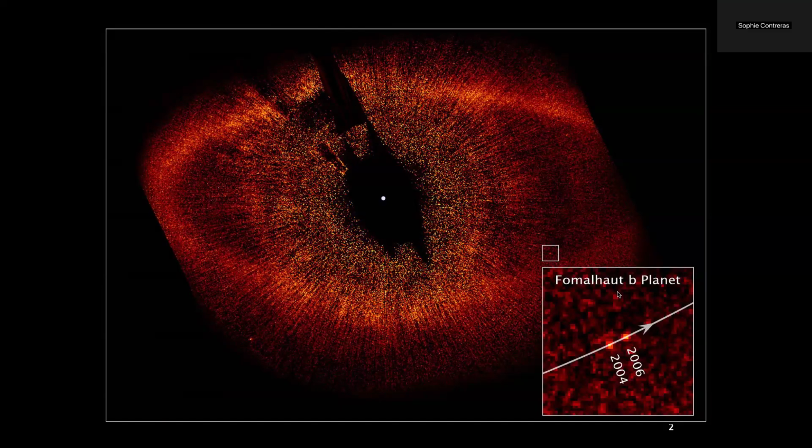Okay. And the cool thing is we can watch it move. So you take an observation, and then 2 years later, you look again, and that little dot moved. Right? So you can find out properties about that object. There's another one here, by the way. Okay. We'll get back to this when we talk more about planetary formation.